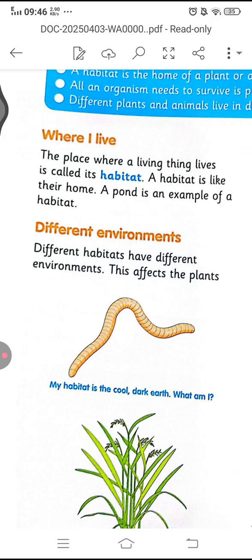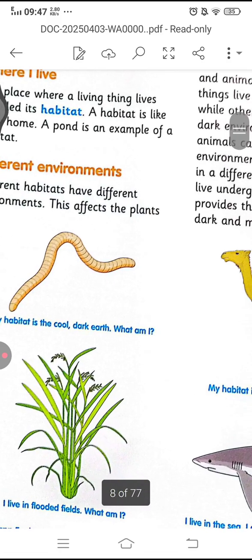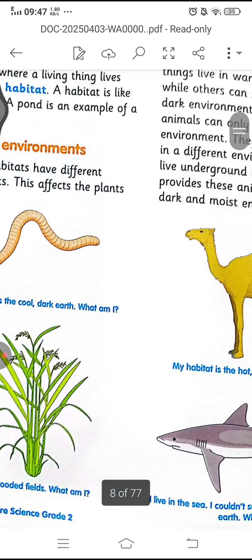Okay, different habitats have different environments. This affects the plants. Look at it. My habitat is the cool dark earth. What am I? It is an earthworm. It eats earth. Okay, its body is segmented.